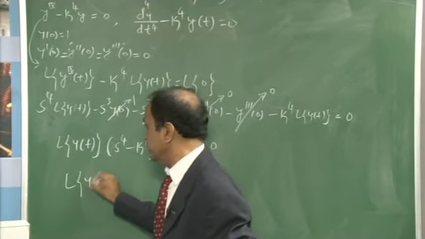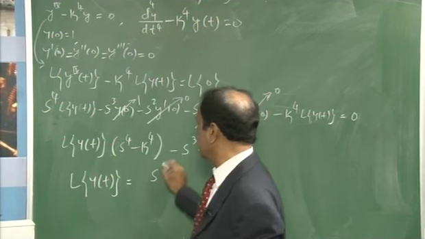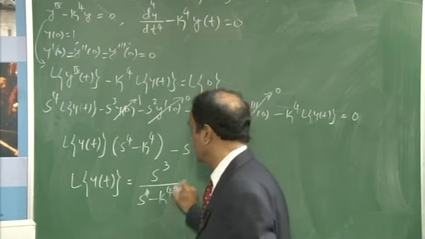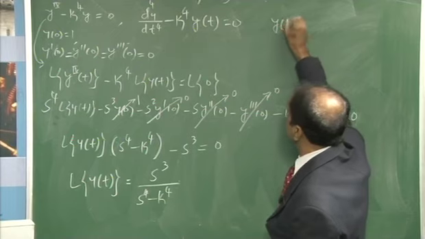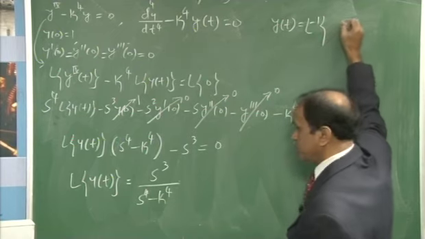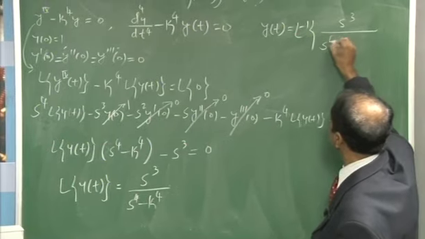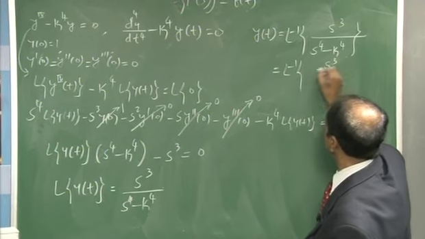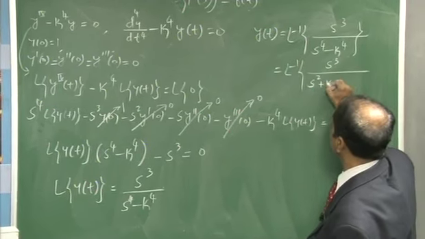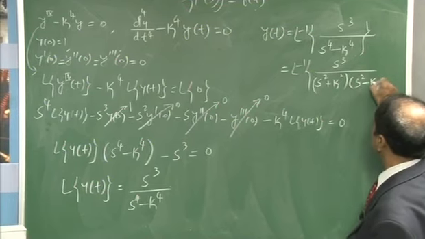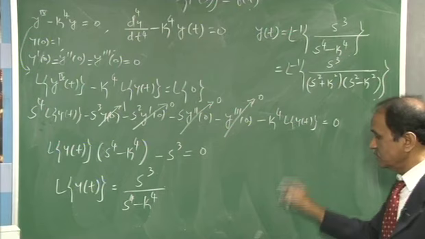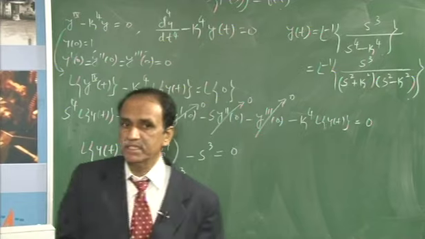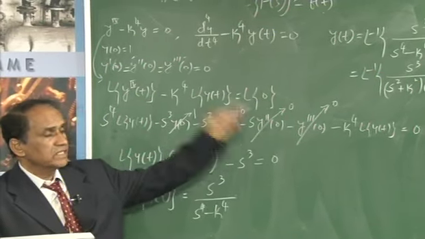Now L of y(t) is equal to, easily you can write without any hesitation, s cube divided by s to the power of 4 minus k to the power of 4. So y(t) becomes L inverse of s cube divided by s to the power of 4 minus k to the power of 4. Further, that is s cube divided by s square plus k square into s square minus k square. So you have two quadratic factors, which I was explaining regarding quadratic functions. Now you came across that quadratic function.